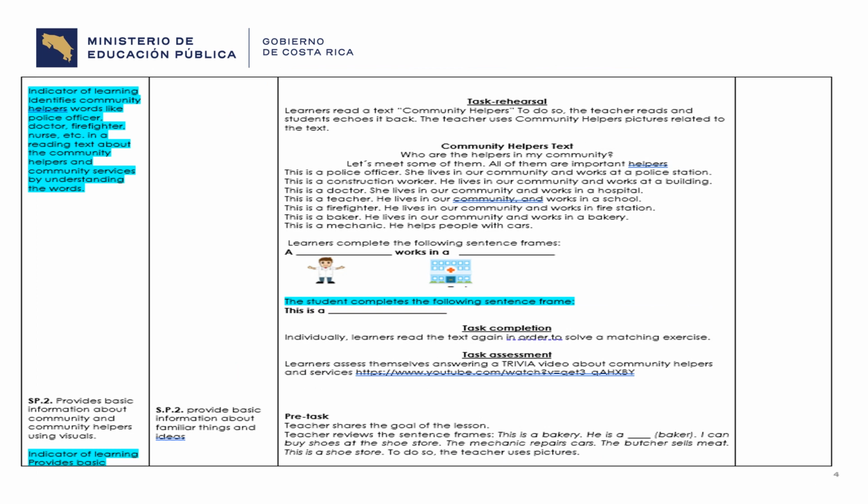Well, as you can see in this activity, we have a different indicator of learning for Isabella. In this case, the indicator of learning is: identifies community helper words such as police officer, doctor, firefighter, nurse, etc., in a reading test about the community helpers and community services by understanding the words.